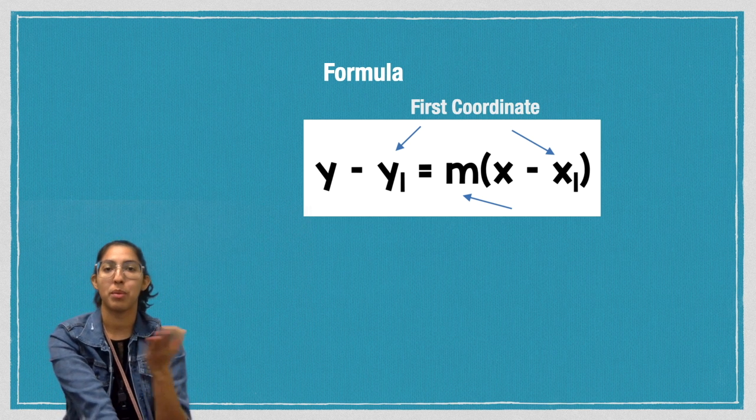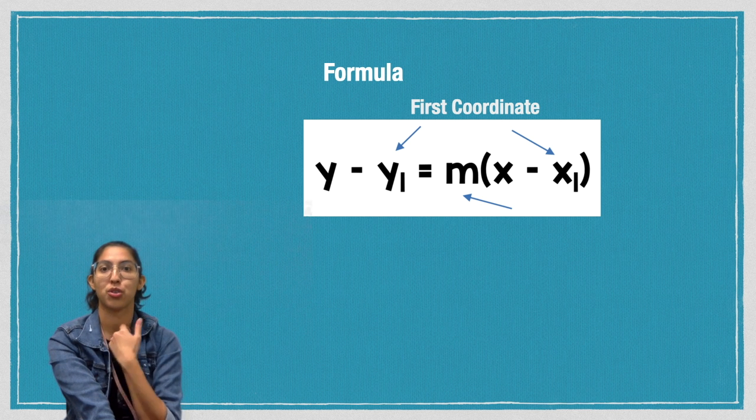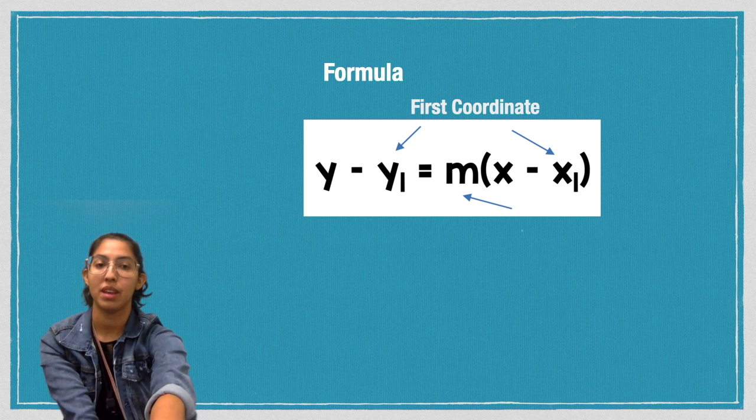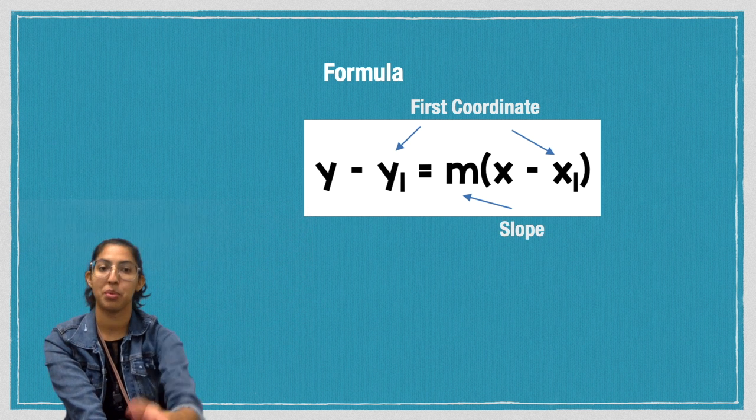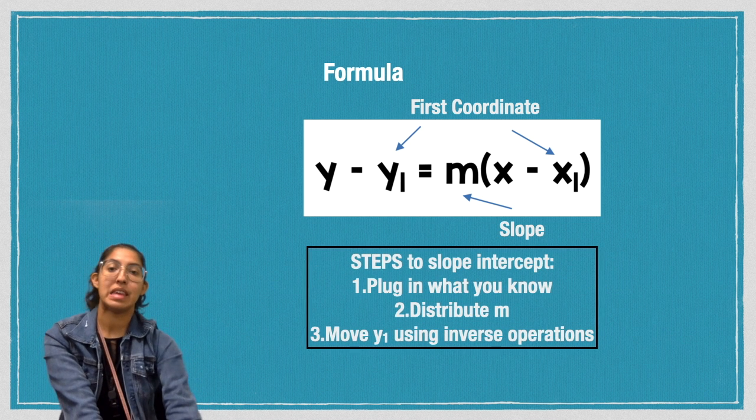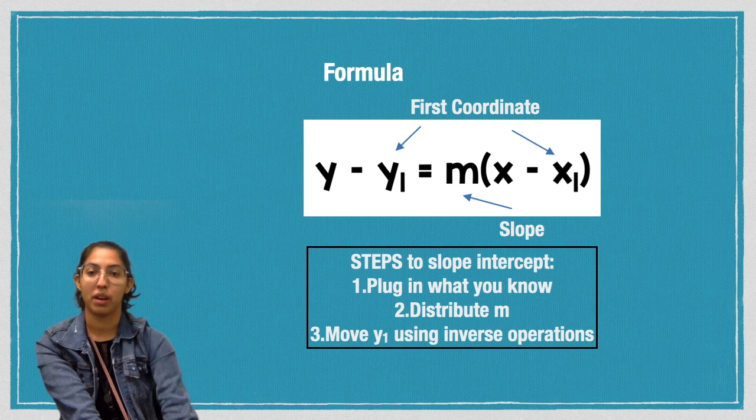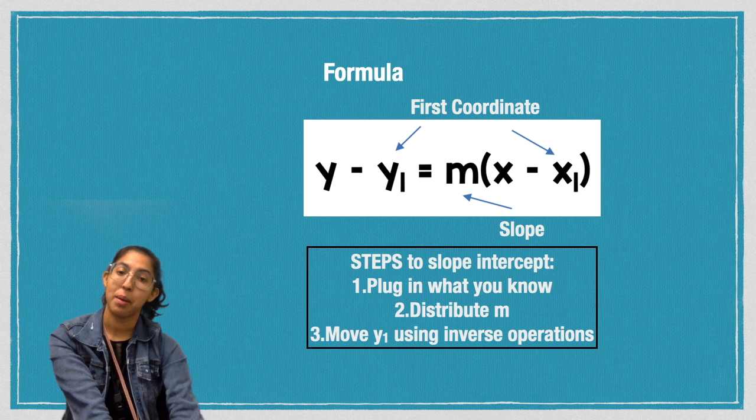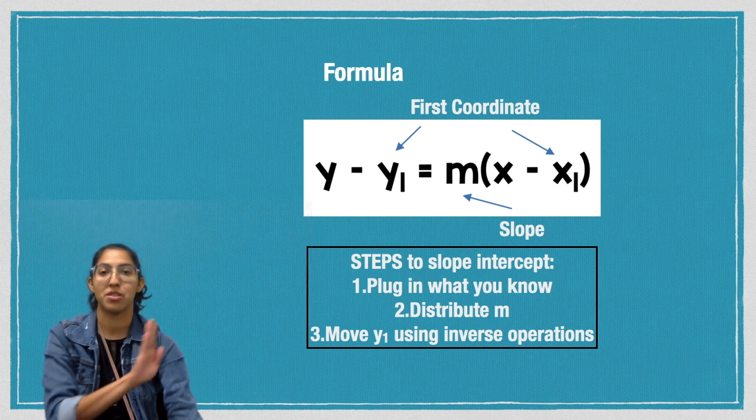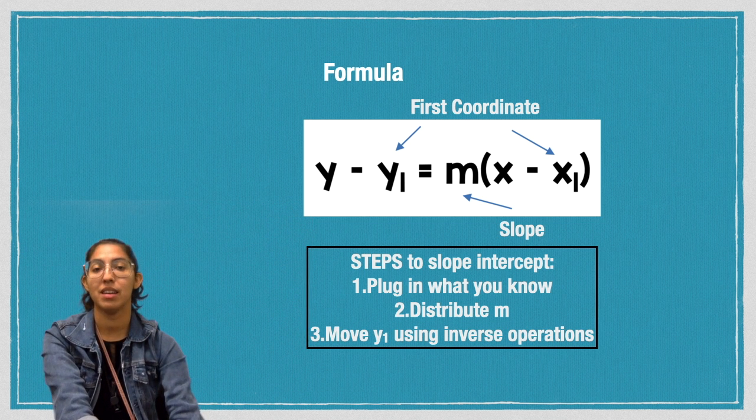So x1, y1 is just like in the slope formula. That x1, y1, that's our first coordinate point. And m is just our slope, which we already know. These are the steps you need to get to slope-intercept. So you're going to plug in what you know, distribute m, move y1 using inverse operations, and that is it.